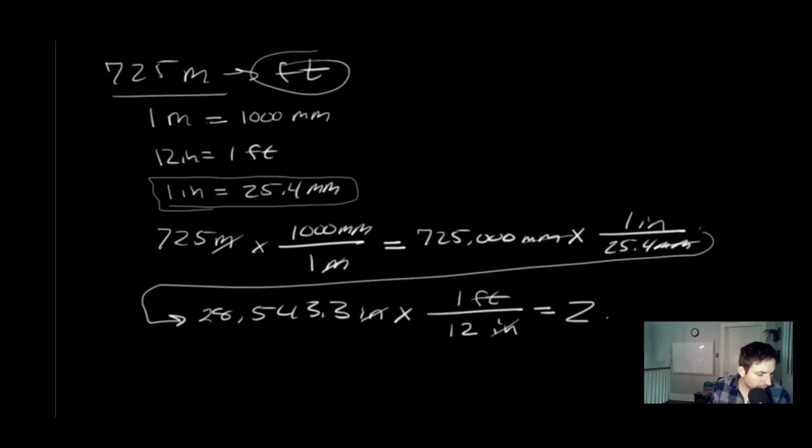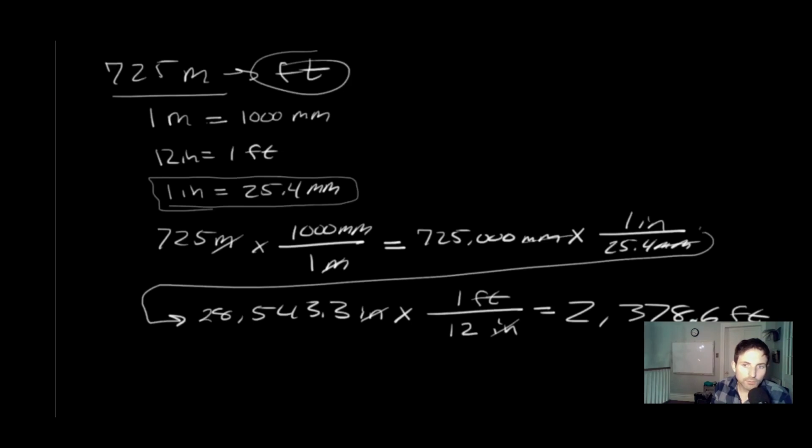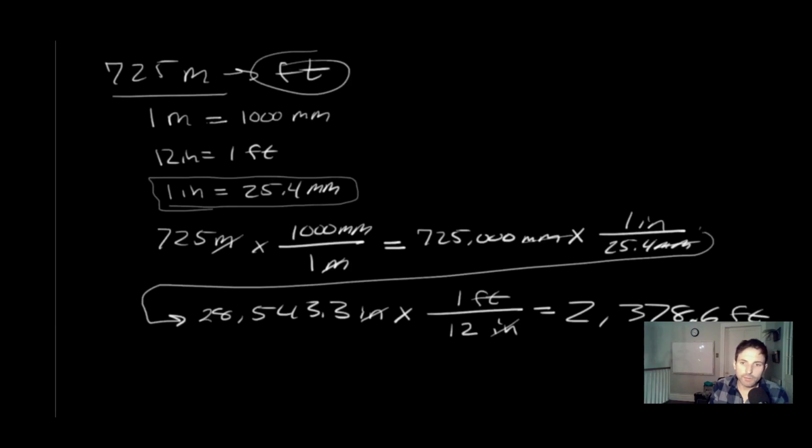Divide by 12. And we get 2,378.6 feet. Now, was that the same as before? Yes. 2,378. So that is good. Now, the decimal is just because I used 25.4 and there are actually several more numbers after it. I just went by memory for this conversion here.